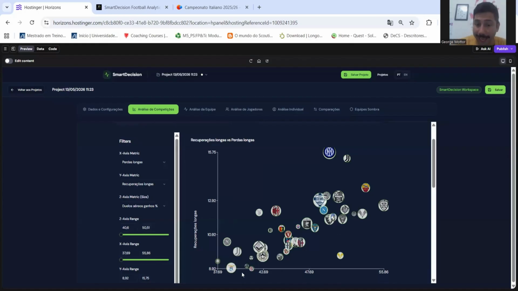So we see that he is among the worst teams, along with Cagliari. Cagliari has 8.92, making it the second worst team in long recoveries, okay? So, in other words, it's a pressure that doesn't happen in the last section.